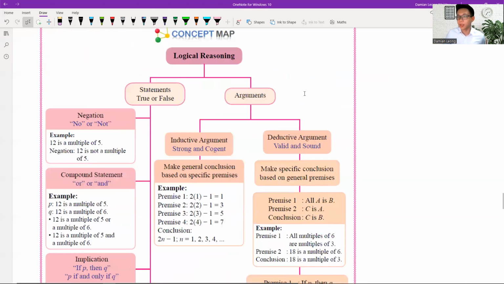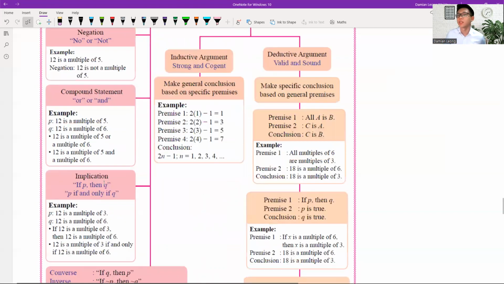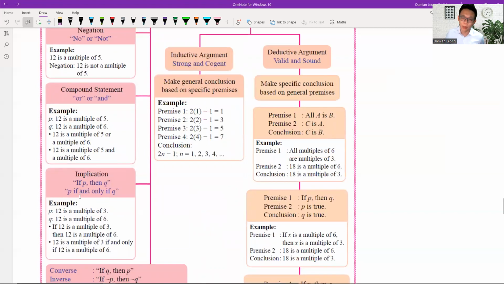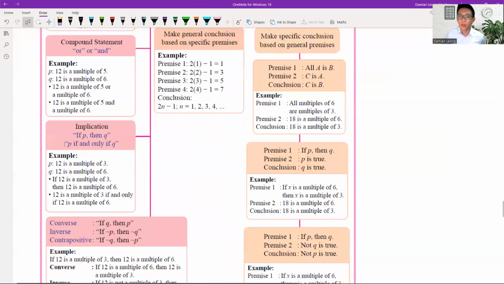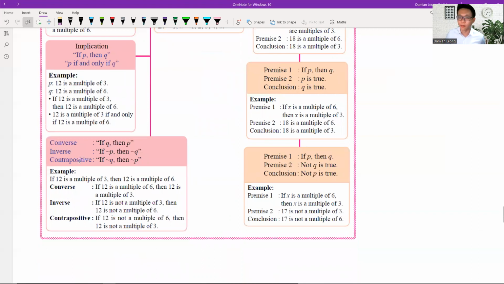So basically in this whole chapter, first thing, if it's a statement, we have to see whether it's true or false. Sometimes we have to negate the statement, or we can combine it into compound statements. If it's an implication, we may need to separate it into 2 implications or combine 2 into 1. Make sure you also know converse, inverse, contrapositive, how they work and how they are related.